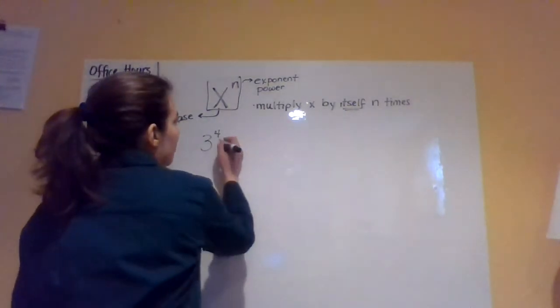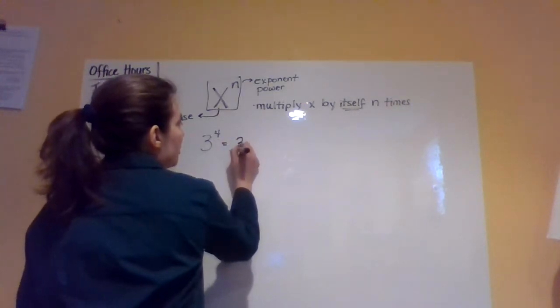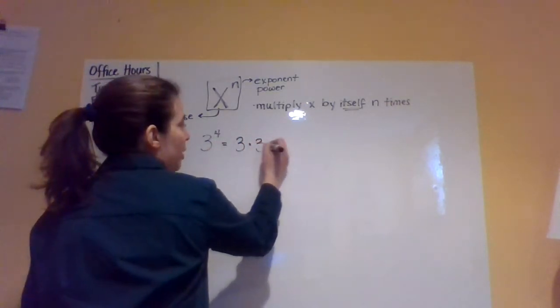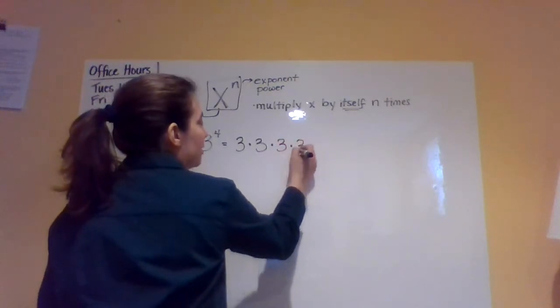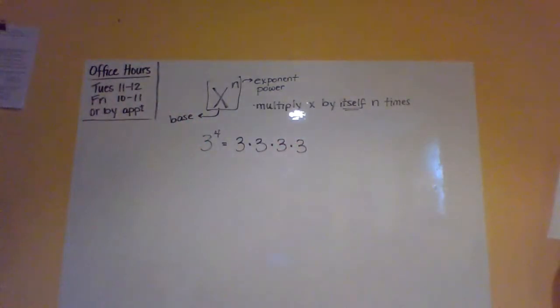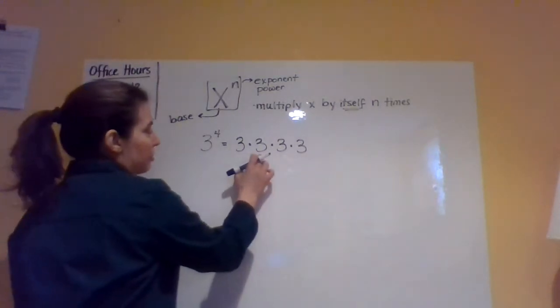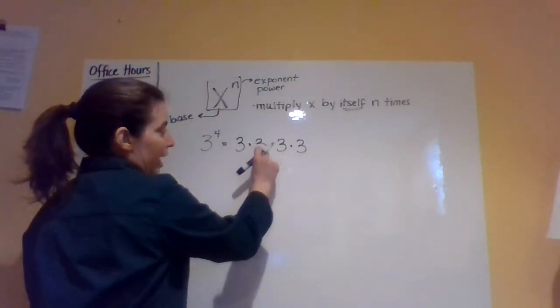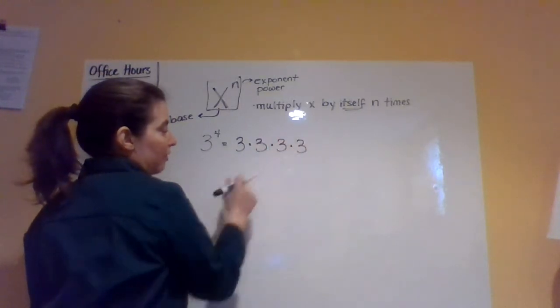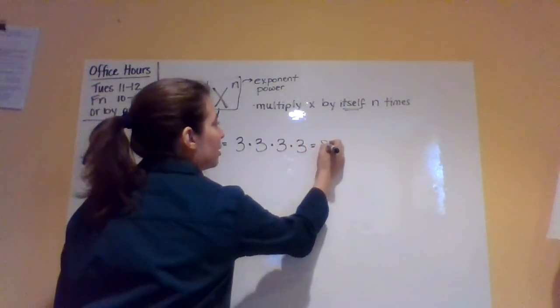So, for example, 3 to the 4th does not mean 3 times 4. It does not mean 12. It means 3 times itself 4 times. These get big very fast. Okay, so 3 times 3 is 9. 9 times 3 is 27. 27 times 3 is 81.